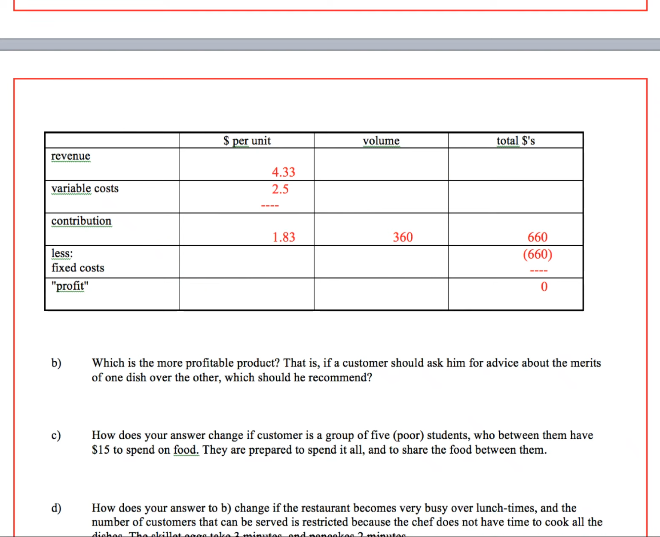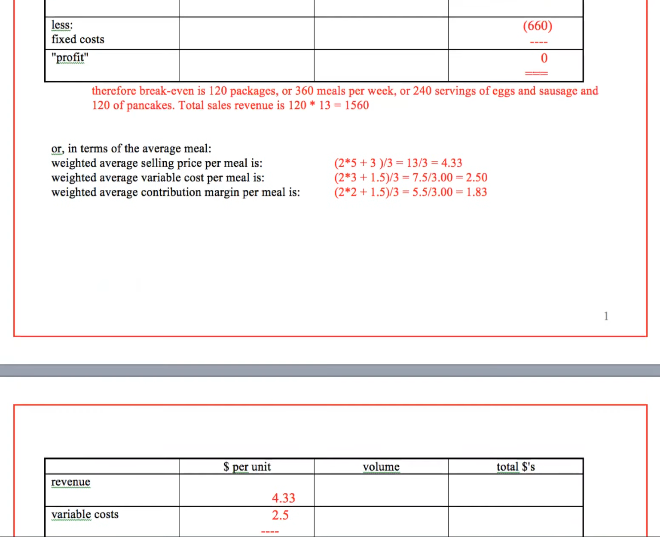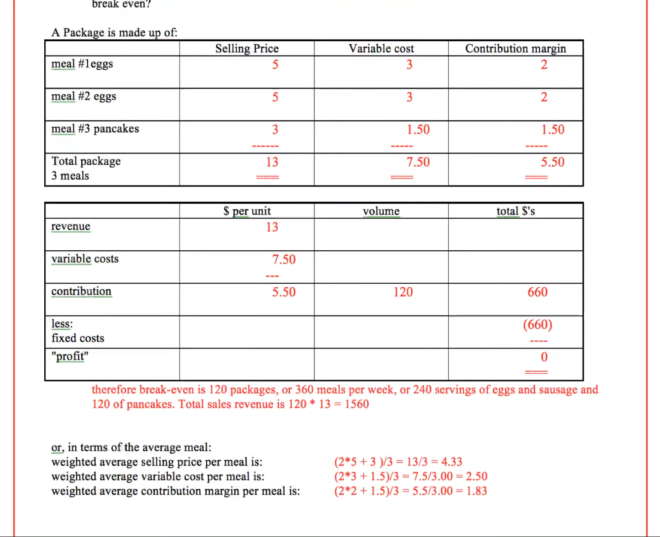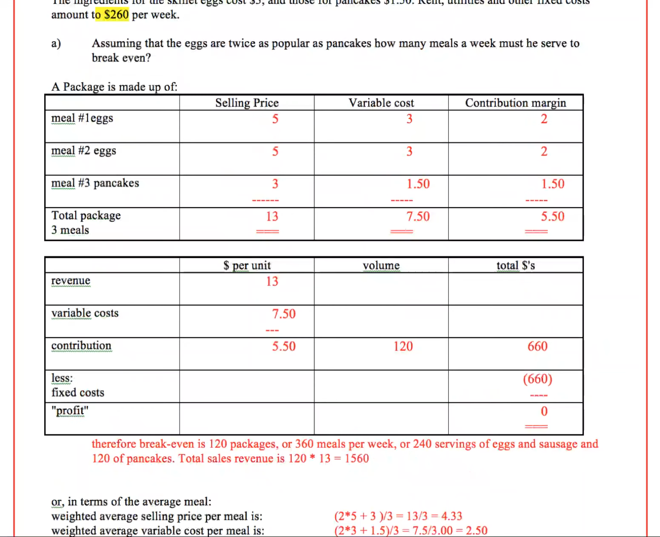Well, either he can sell or recommend skillet eggs and sausages, which has a contribution margin of $2, or he can recommend and sell pancakes. Sure, the revenue is higher for the eggs, but then the costs are higher as well. And so what we want to do is maximize contribution margin per unit of the limiting factor.